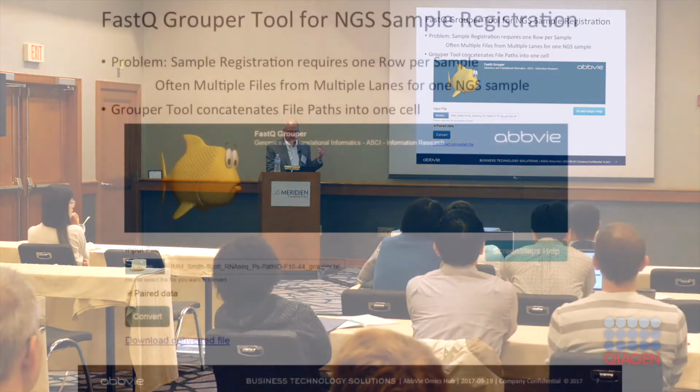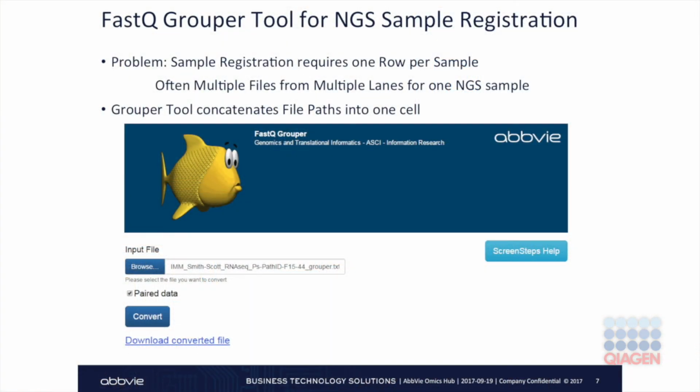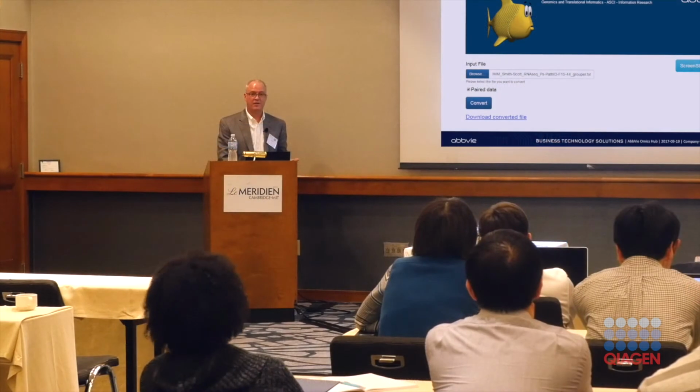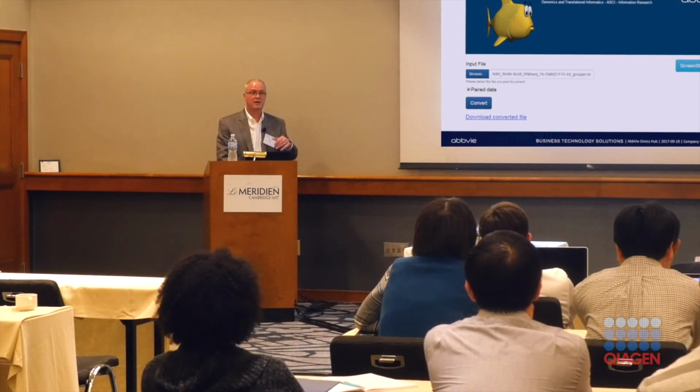So what we had Ben Ellingson from the group make was this grouper tool, which basically you just load up your sample file where you have all your FASTQ files and then the associated ID. Load that up. You can decide whether it's paired or not, because they have to be grouped differently. And then you'll get a converted file where it's concatenated those. So then you can just paste that column of file paths into the sample registration. So as a result, now we're taking all the RNA-seq and all the NGS data and registering that as well for the future.